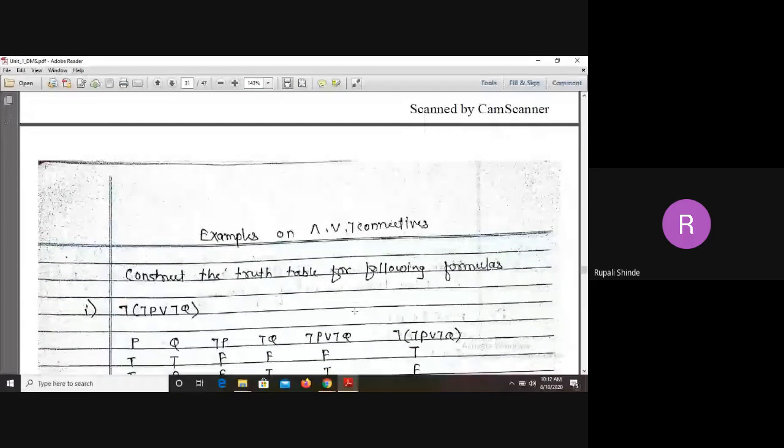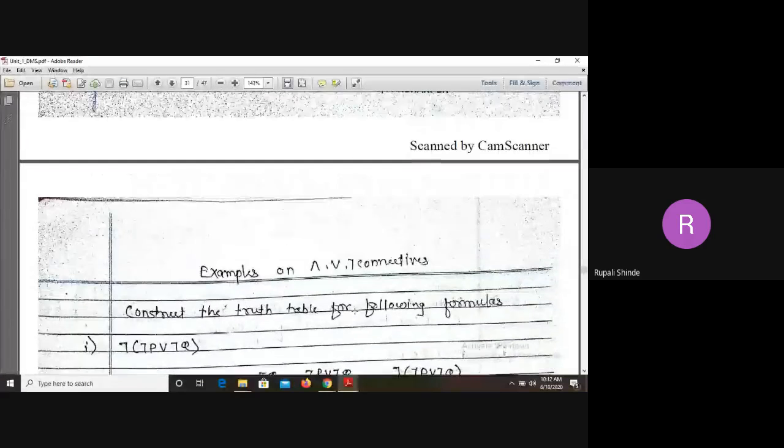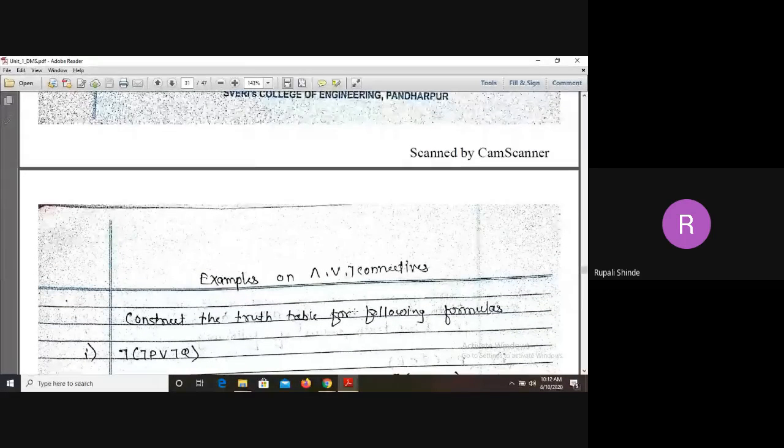Yep. 3 times here. How have you solved so early? Is it possible to solve this example within 2 seconds? Yes, ma'am. How? Can you tell me how we can solve this example? What are the different columns we need to take in truth table?